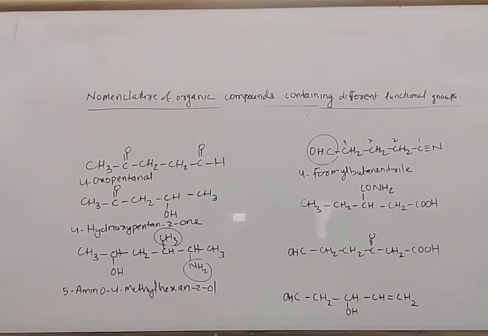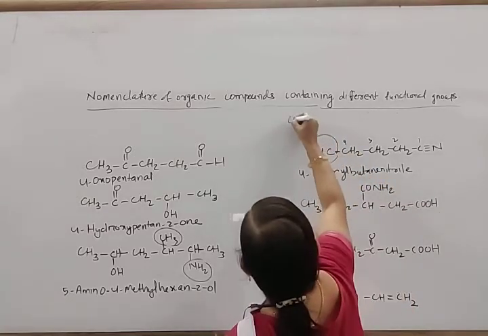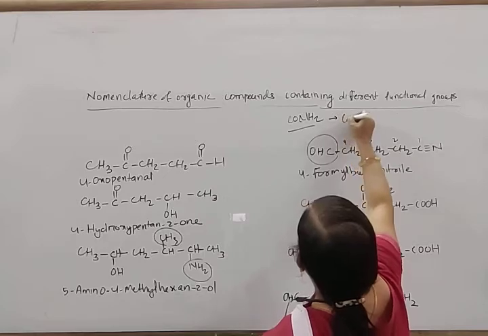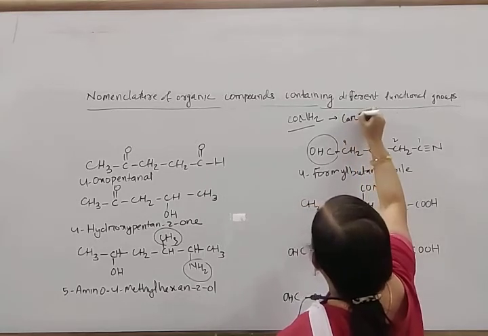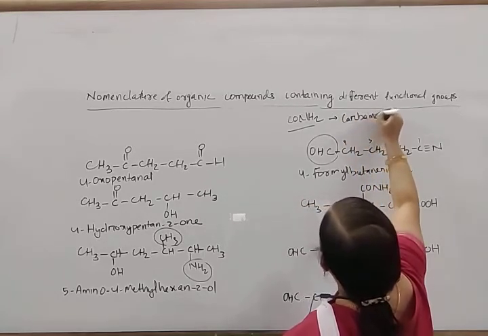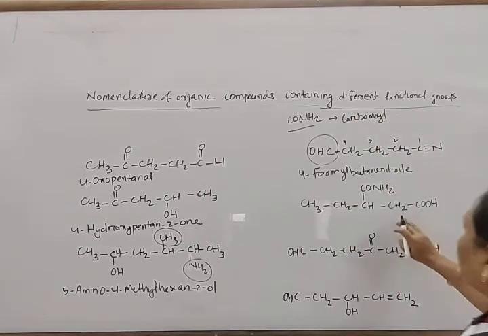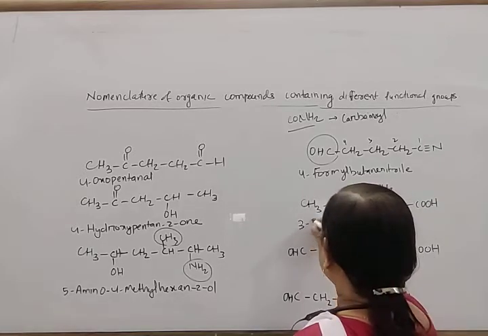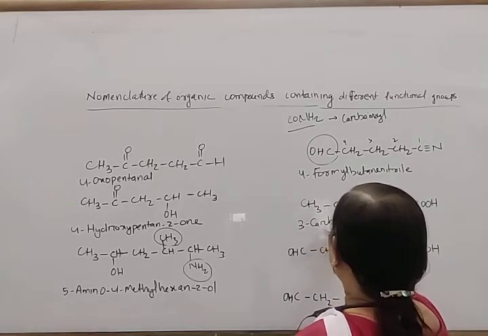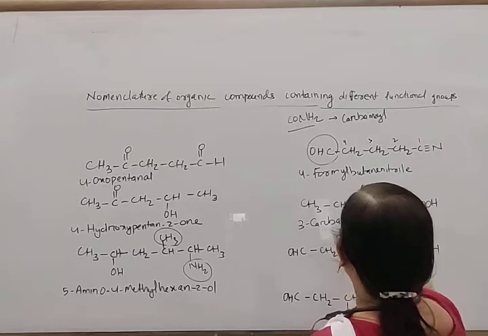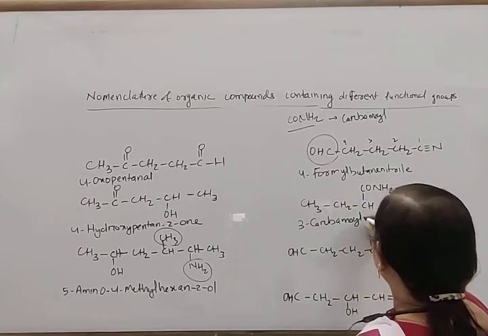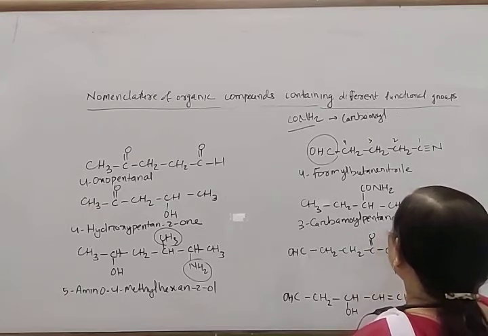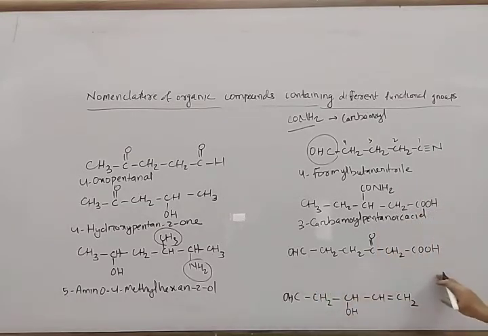So CONH2, when it is used as prefix, is known as carbamoyl. In this, first position is present. 1, 2, 3. At 3 position is present. So 3-carbamoylpentanoic acid. Pentanoic acid.